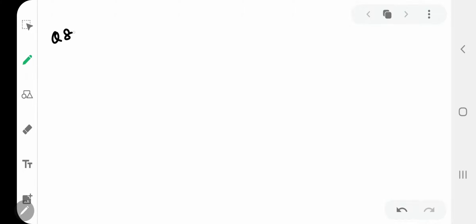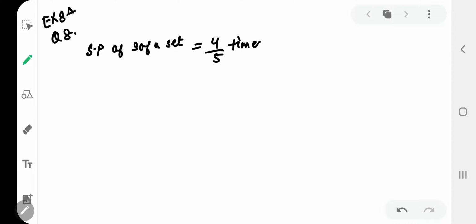Question number 8, exercise 8a. It says the selling price of a sofa set is 4 upon 5 of CP. Find the gain or loss percent.